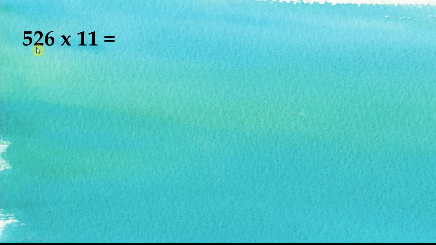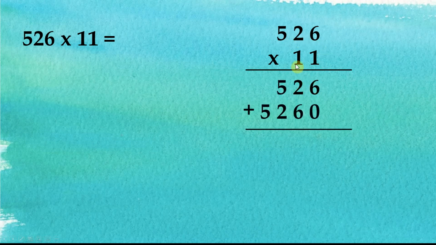Now, how about multiplying a 3-digit number by 11? Okay, so let's see how this is done. 1 multiplied by 526, we have 526, and 10 multiplied by 526, we have 5,260, and the sum of these two numbers is 5786.